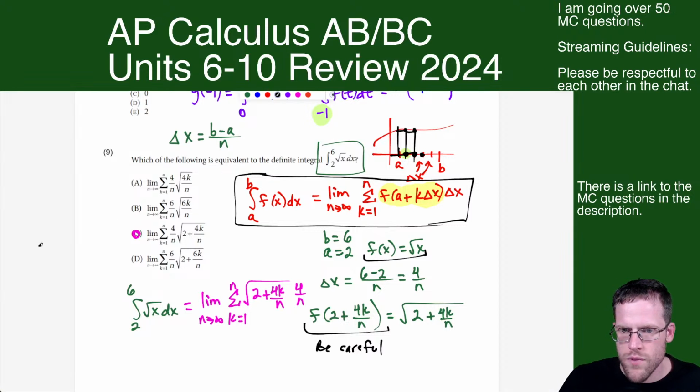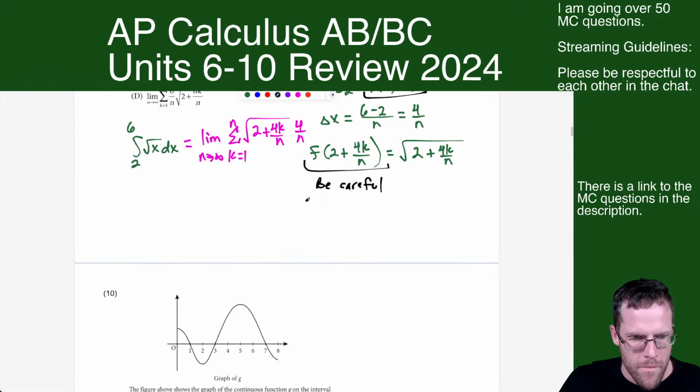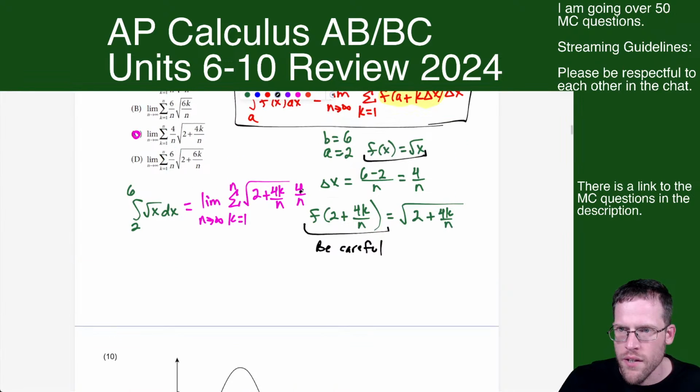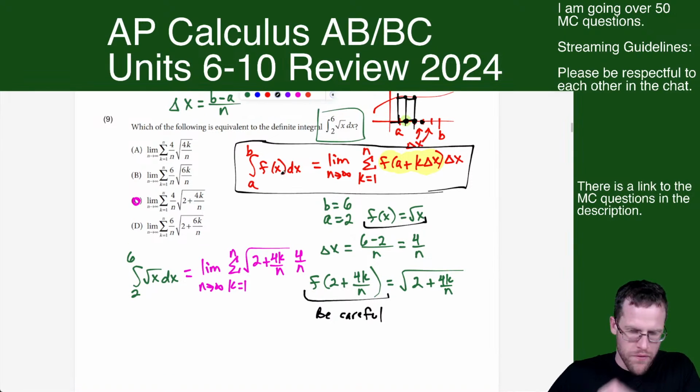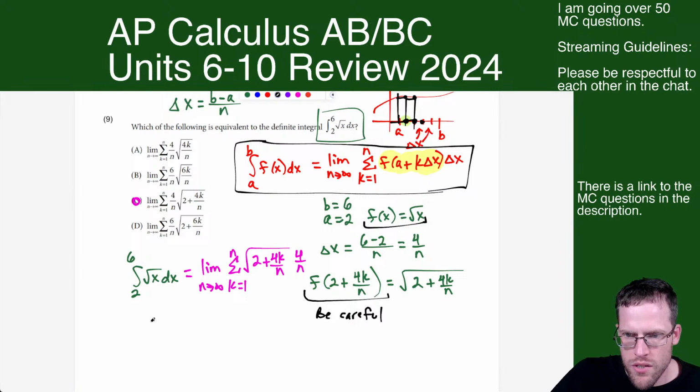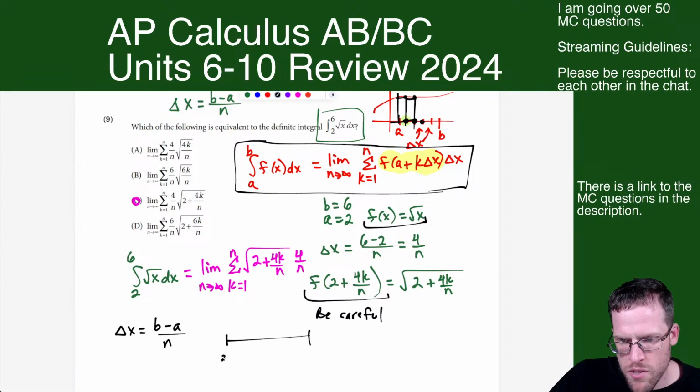So moving on. How do you get 4 over n? That's just the idea of the formula. It's really just delta x equals b minus a over n. So if you just think about it, let's say I want to break the space up from 0 to 8, where n is the number of subintervals.